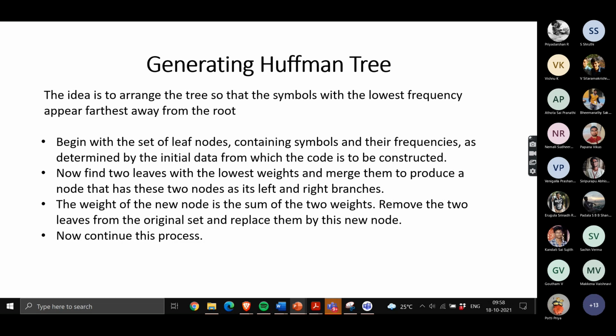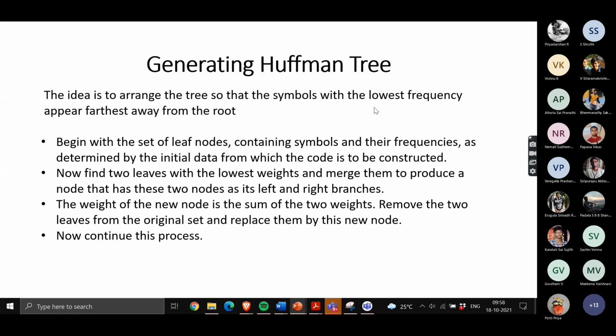This is what decoding is. Now let us look at how to generate or construct the Huffman tree. What is the idea behind it? What is the logic we have to follow? The idea is to arrange the symbols in the tree such that the symbol with the lowest frequency appears farthest away from the root. That is, the lowest frequency symbols will be in the depth of the tree, very far from the root.